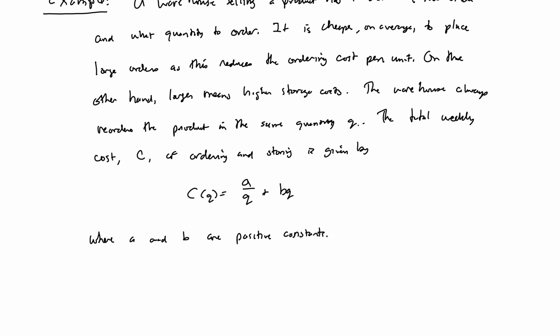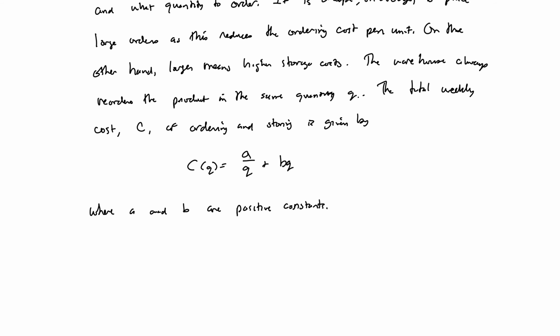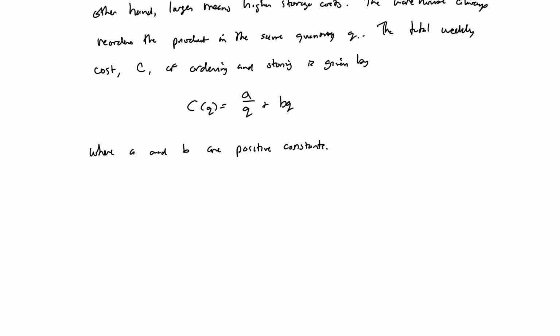Okay, so our cost for ordering and storing our products, if we order Q of them, is given by C of Q, which is A over Q plus BQ. A and B here are positive constants. So we're going to answer several questions about this setup. So let's look at the first one. Let's try to actually understand what this equation is telling us.